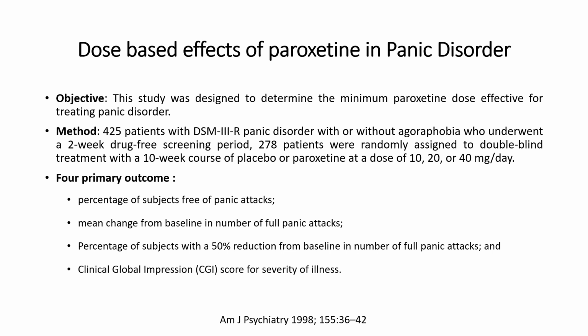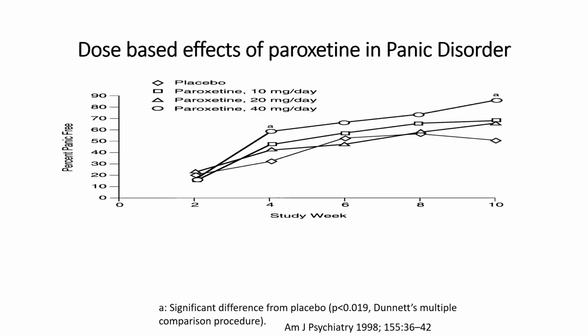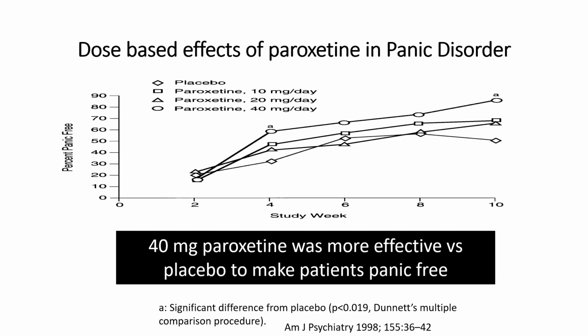The four primary outcomes were the percentage of subjects free of panic attacks, mean change from baseline in the number of full panic attacks, percentage of subjects with 50% reduction from baseline in the number of full panic attacks, and clinical global impression score on the severity of illness. That is the dose-based effect of paroxetine. It was found that 40 mg paroxetine was more effective compared to placebo in making patients panic free, and also compared to the other doses, that is 10 and 20 mg per day.